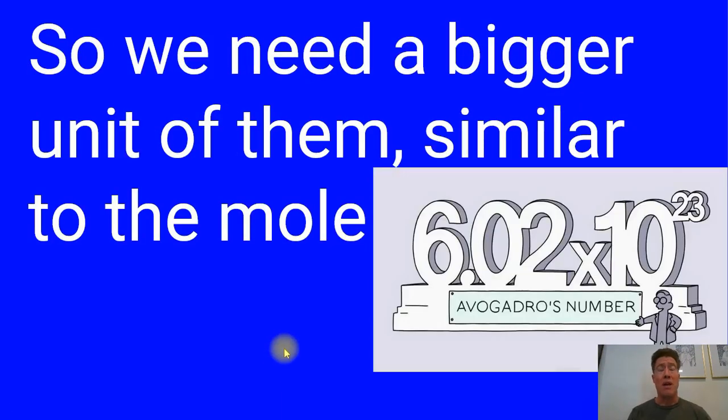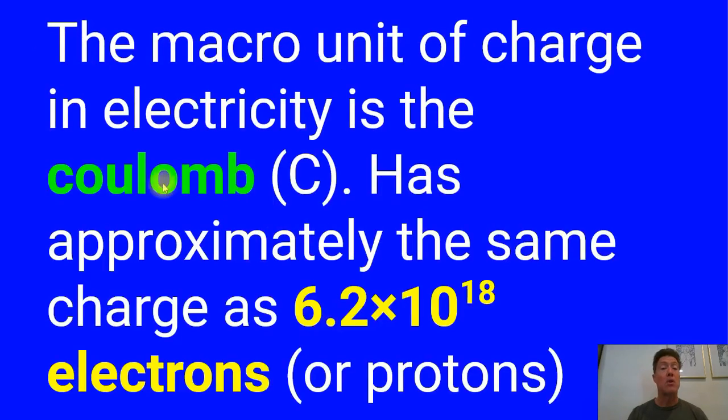In order to get a charge that matters in the laboratory or in the real world, we need a much bigger unit of electrons. We need to count electrons by great big gobs of them, similar to the way that we count things by moles, right? We use Avogadro's number to get a usable amount of something. So we're going to need a bigger unit to count electrons, and that turns out to be the coulomb.